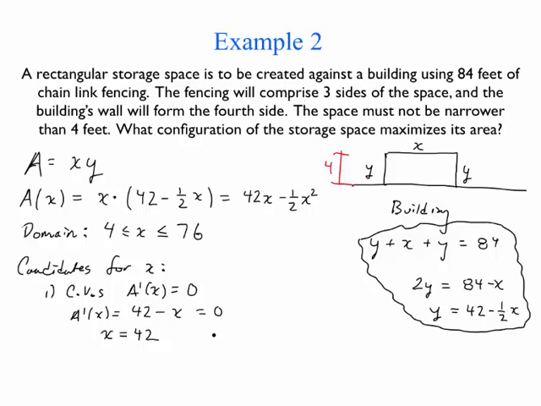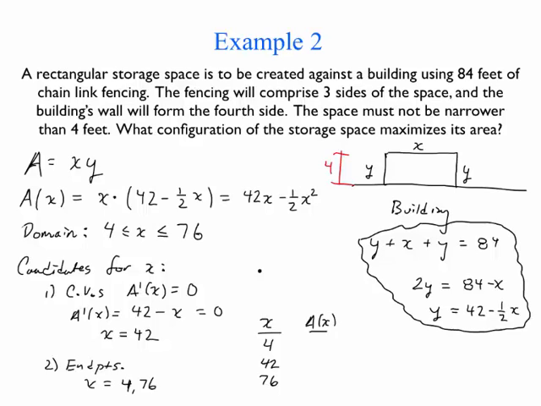Other candidates. Endpoints of the applicable domain. x equals 4 and 76. So now we know that 4, 42, and 76 are all possibilities for the maximum area and the minimum area. How do we tell which is which? We find the area for each configuration.